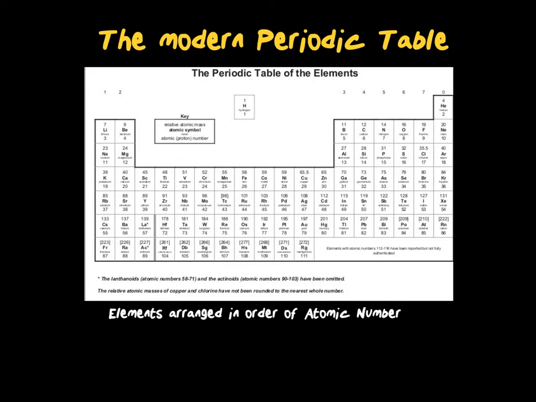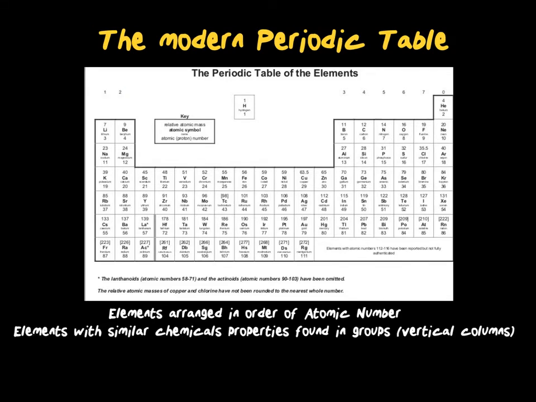Elements with similar chemical properties are found in groups. These are the numbers across the top, from group 1 to group 0 or group 8. Group 1 is this column here, group 2, group 3, and so on.